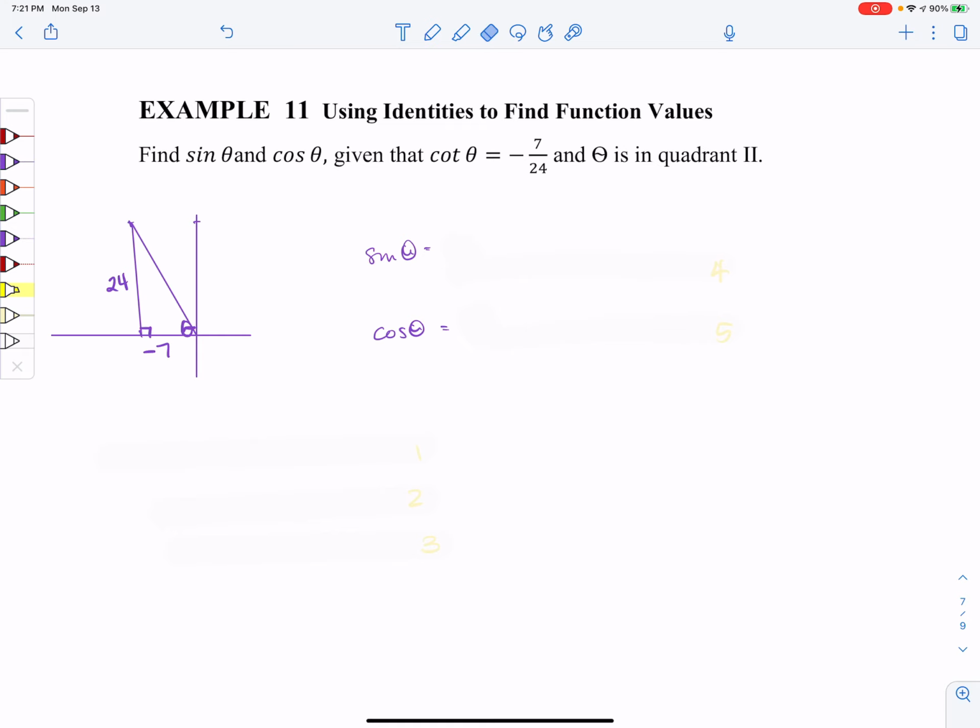Find the missing side. So Pythagorean Theorem. My C value is going to be 25. I'm only asked to find sine and cosine. So my sine value then is going to be 24 over 25. My cosine value will be negative 7 over 25.